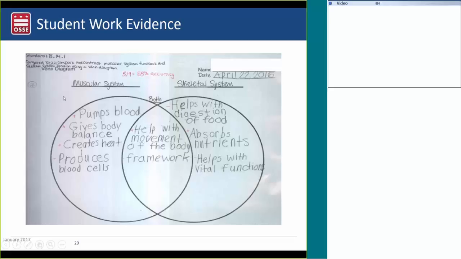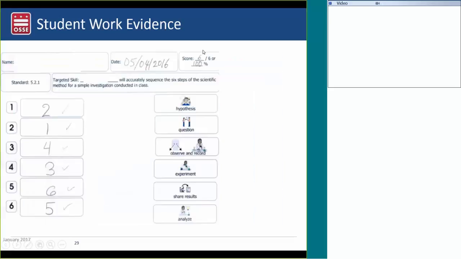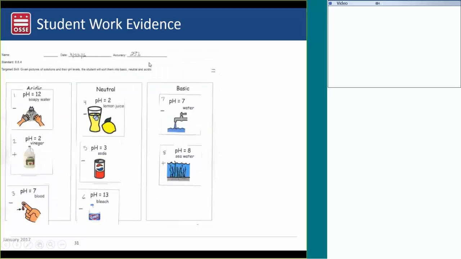Okay, here's another one. Student name, date, the score, the standard, and the targeted skill. All the essential pieces are here. And then you have the student work evidence. Here's a third example. Student name, the date, accuracy, 25%, the standard, and the targeted skill. And down here is whether the student was correct or incorrect.